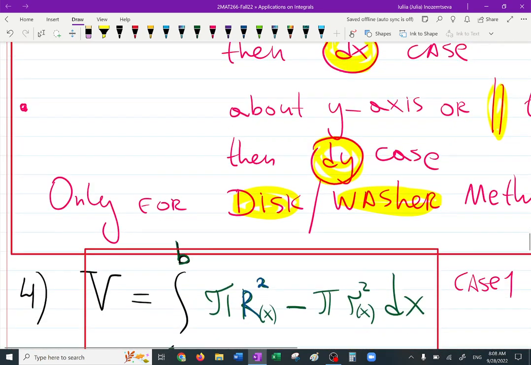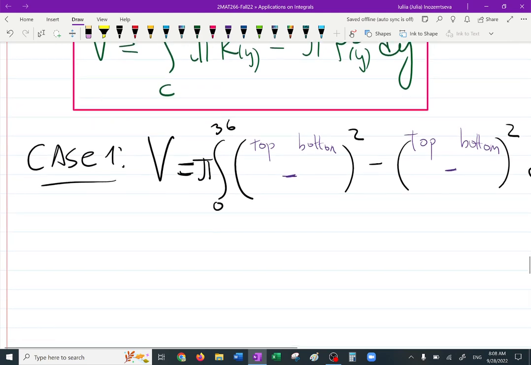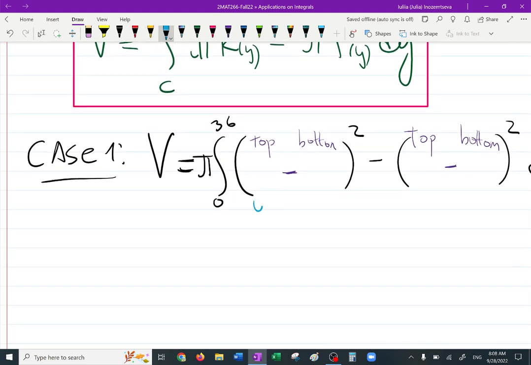So let's do the first one. The first one is y equals 36 minus y equals x. Top minus the bottom. Why the square? Because pi r squared. Pi r squared.